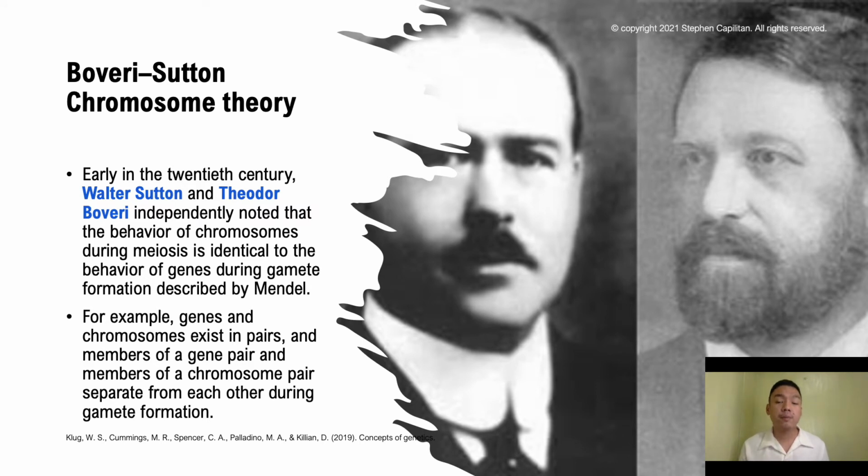Another theory, proposed by Boveri and Sutton, the chromosome theory, independently noted the behavior of these chromosomes. The behavior of chromosomes during cell division, or meiosis, is identical to the behavior of genes during gamete formation as described by Mendel. For example, genes and chromosomes exist in pairs, and members of a gene pair and members of a chromosome pair separate from each other during gamete formation, going apart, and that's the law of segregation and the law of independent assortment by Mendel.